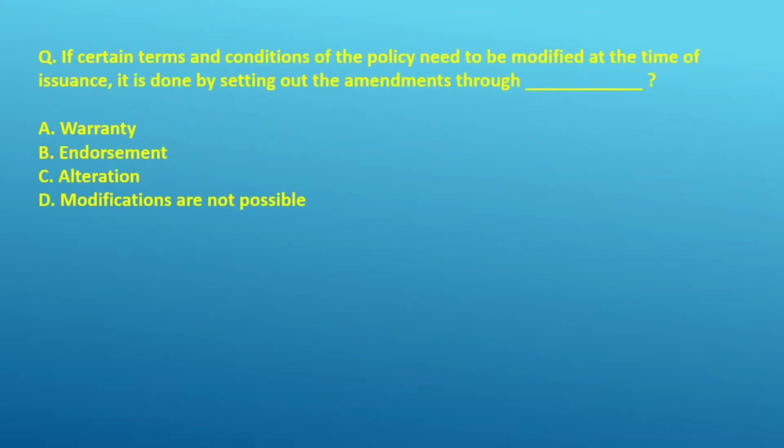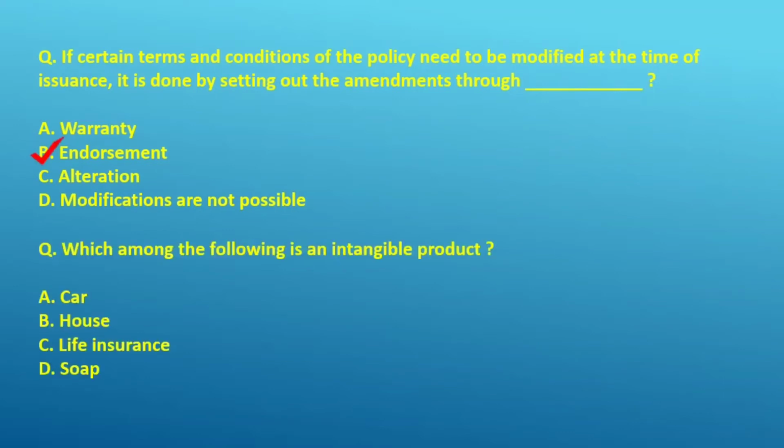If certain terms and conditions of the policy need to be modified at the time of issuance, it is done by setting out the amendments through dash. The correct answer is endorsement. Which among the following is an intangible product? Intangible means we can feel that, but we cannot touch them, we cannot see them. So the answer is life insurance.